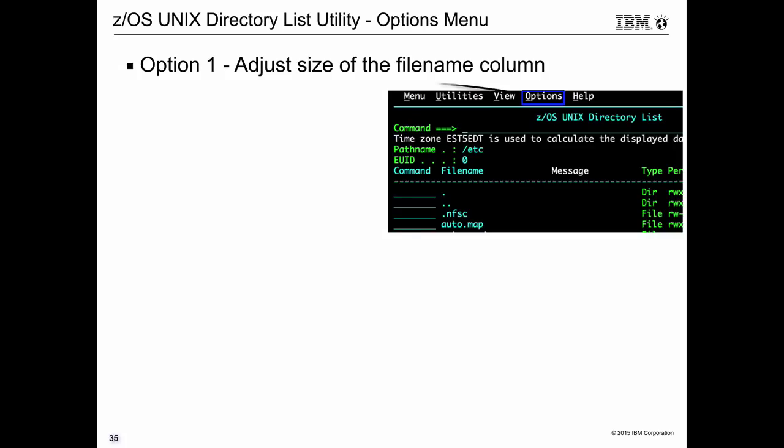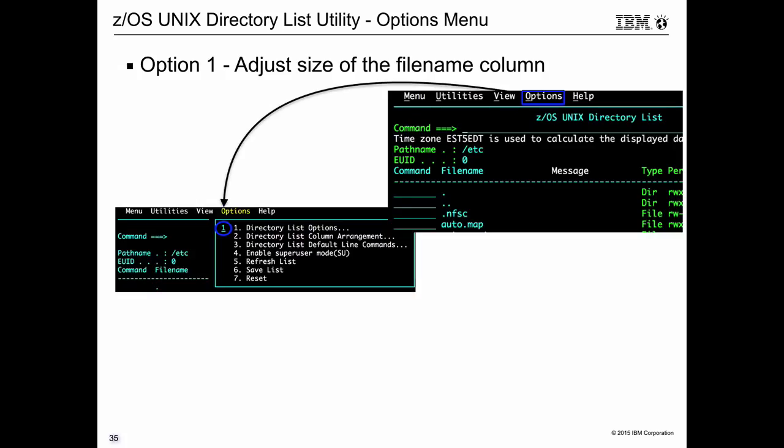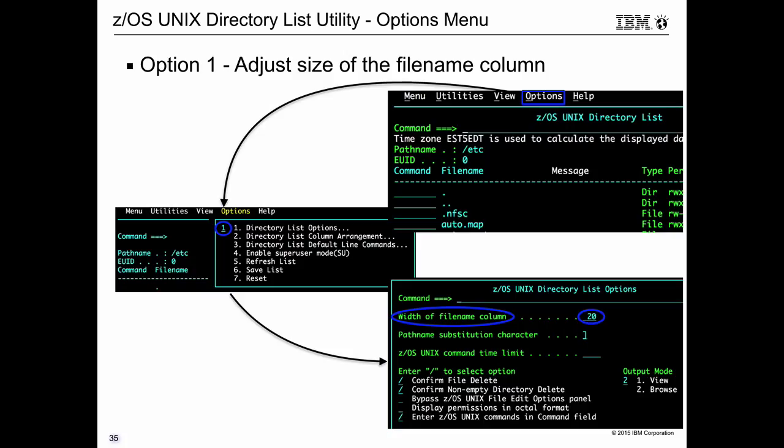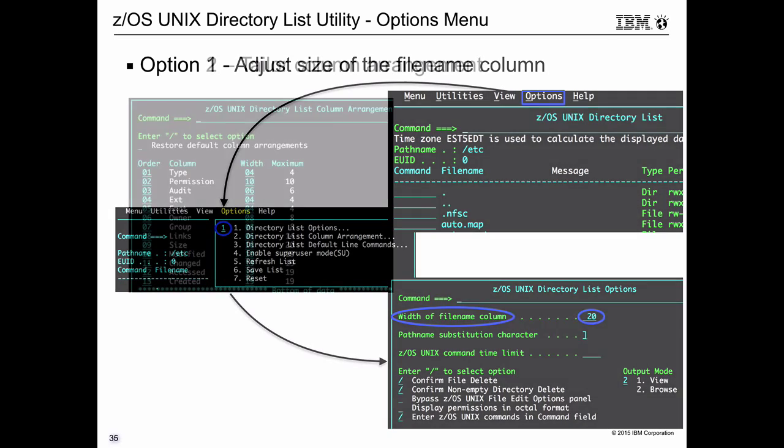So you can click on the options at the top of the screen, choose 1 for directory list options, and that gives you a place where you can adjust the width of the file name column. So in this case, I have it set to 20 characters. You know, for longer path names, I'm probably getting some truncation there. But I've got a few columns on the screen, so if I set it much longer, I would begin to lose some of that. So it's a bit of a balance to strike.